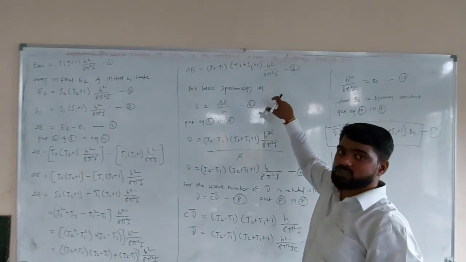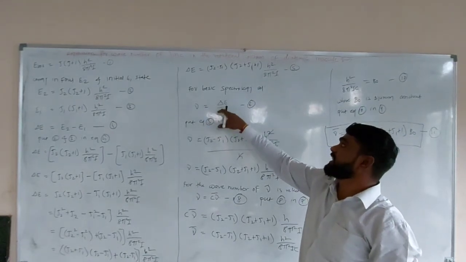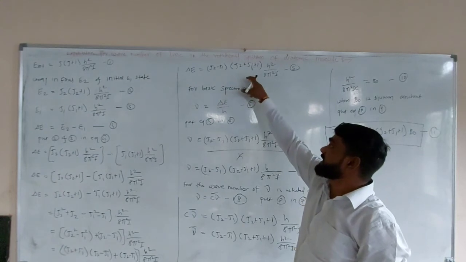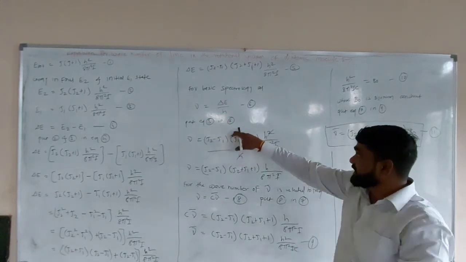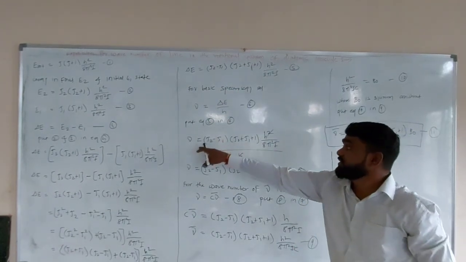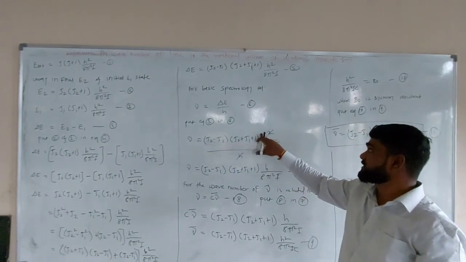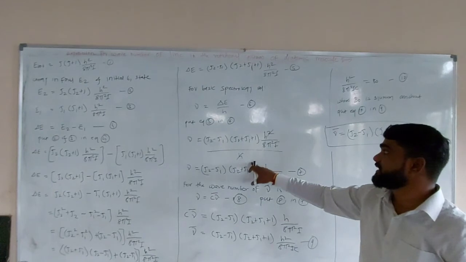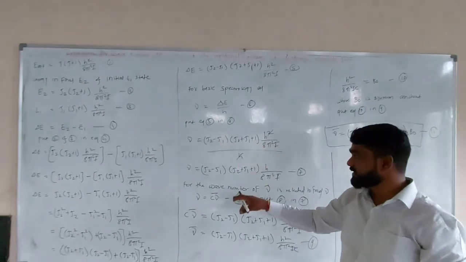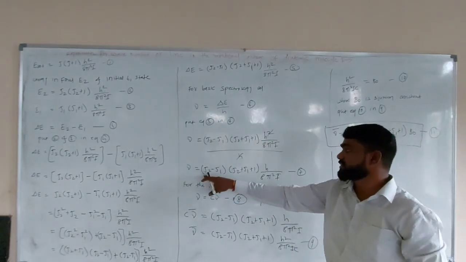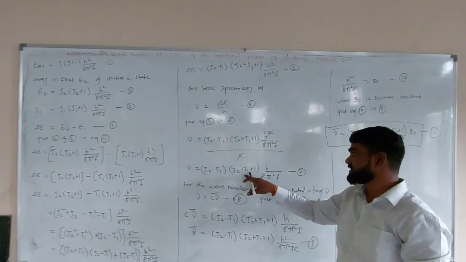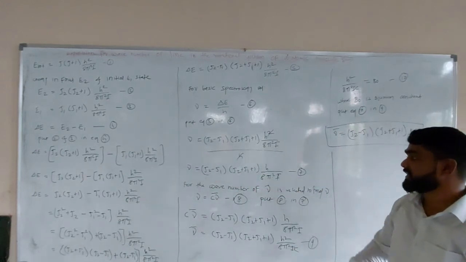Now for the basic spectroscopic equation, nu is equal to delta E by h. Then put the value of delta E in that equation. Then nu is equal to J2 minus J1, J2 plus J1 plus 1, h square upon 8 pi square I divided by h. Now cancel the common term. Then nu is equal to J2 minus J1, J2 plus J1 plus 1, h upon 8 pi square I.